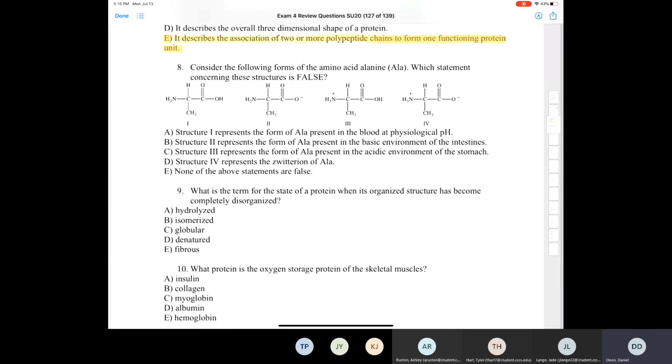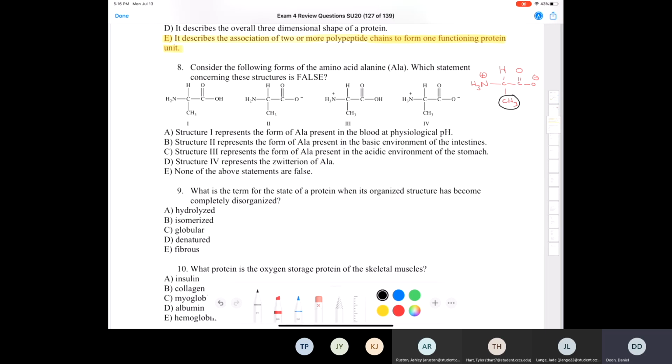Question number 8 says, consider the following forms of the amino acid alanine. Which statement concerning these structures is false? Well, alanine, if I just draw the structure of alanine over here, this is probably what you get when I give you a table for your exam, you'll have something like this. I'll give you the Zwitter ion, which means that you have the anion and the cation together. So alanine is an amino acid where the R group is a methyl. Okay, that's what alanine is.